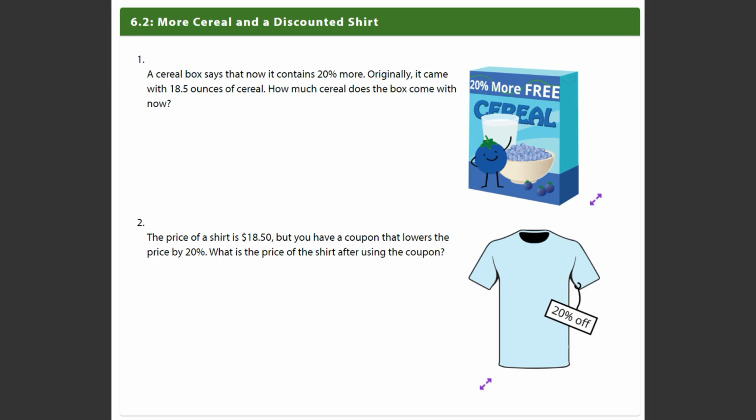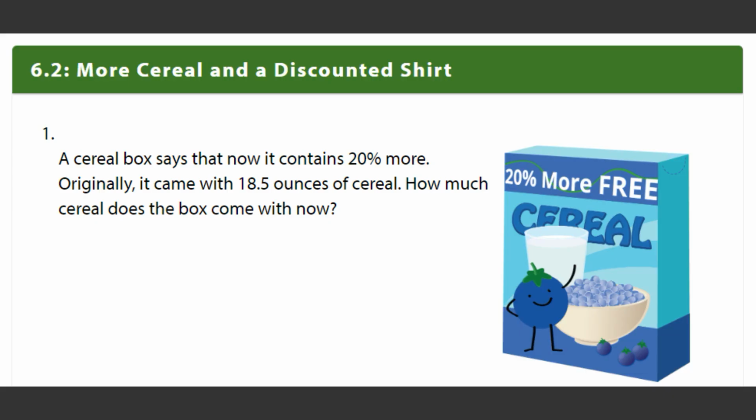Look at an example from the Illustrative Mathematics curriculum, grade 7, unit 4, lesson 6. 6.2, more cereal and a discounted shirt. The first problem contains a decimal, 18.5. One option is to substitute 18.5 for a whole number that will be easier for students to find 20% of, something like 15 or 20.